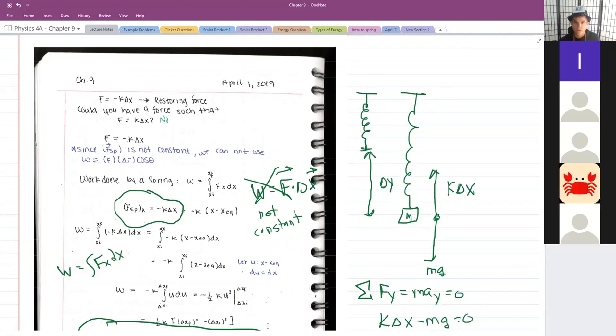Hey, Joe? Yes. Is that the first non-constant force we've looked at? That is the first non-constant force we looked at, and it will probably be the only non-constant force you're going to be dealing with. Okay.